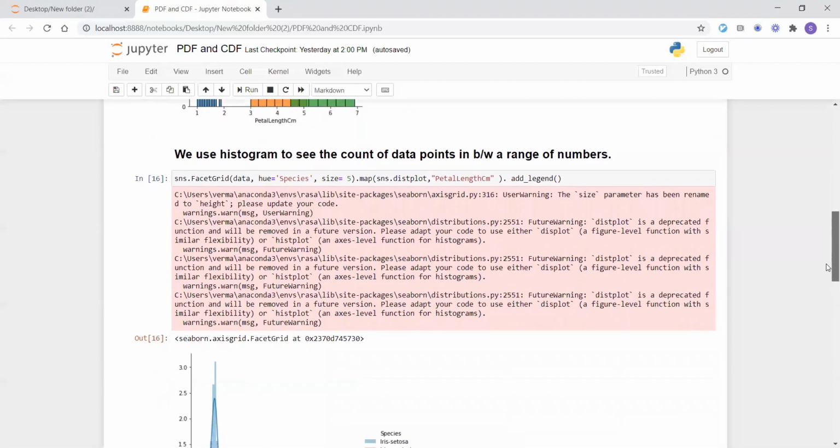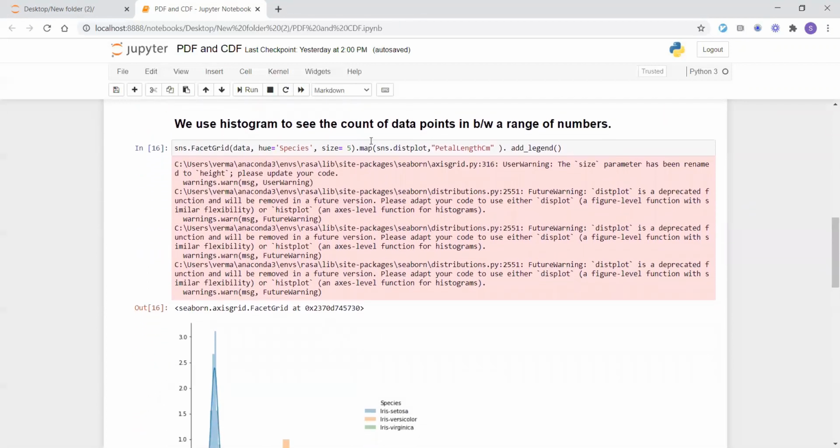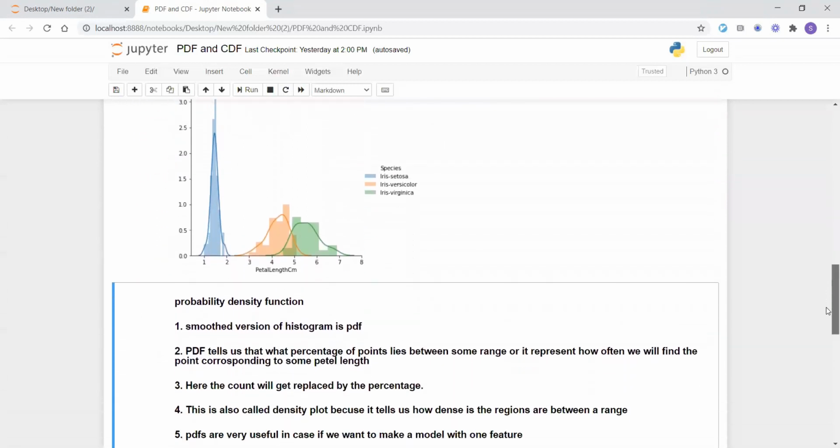To draw the PDF plot, we used the Seaborn library, and we used the distribution plot here. We will learn about the distribution plot in our further videos. To smoothen the histogram, we also use the Gaussian distribution function, which we will learn in later videos, like how to smoothen a histogram. But for now, the most important point is that PDF is the smoothed version of the histogram.